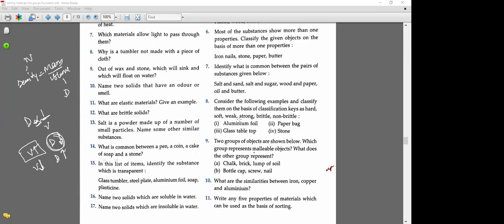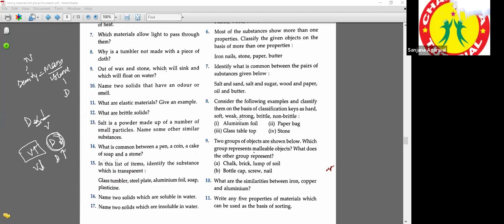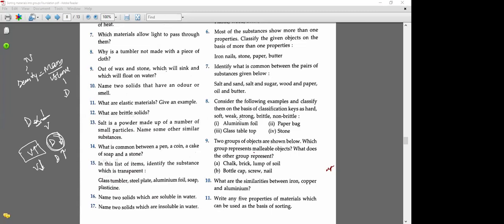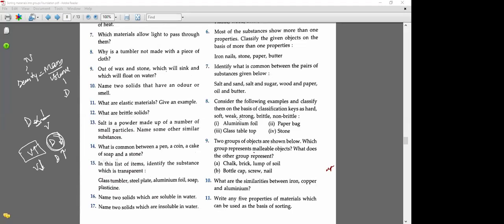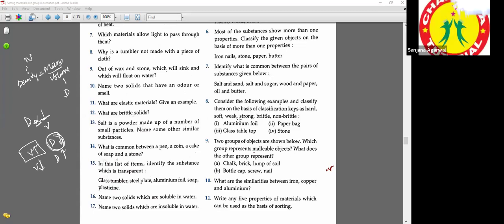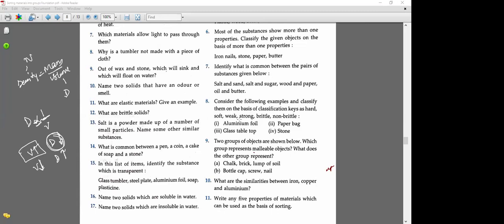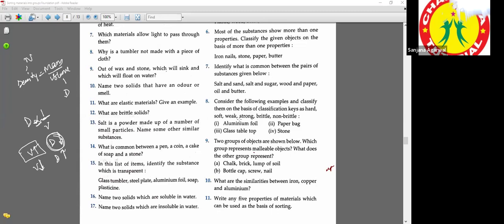Ma'am, the hard furniture are stone and glass tabletop. That's it, ma'am. Okay. Soft. Ma'am, aluminum foil and paper bag. Okay. Weak. Neha. Ma'am, weak is paper bag, glass tabletop, and aluminium foil also. They will be weak. Glass. Yes, ma'am. Acha.